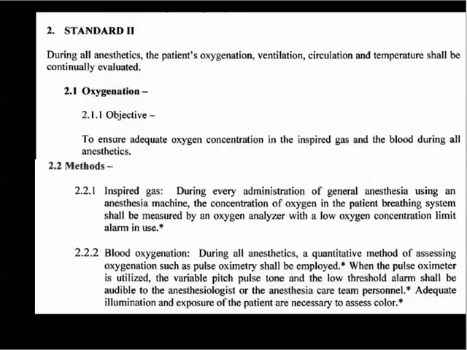Standard 2, oxygenation. This is covering oxygenation, ventilation, circulation, temperature. That's everything, all the key things. And the idea being that these are the topics, the areas, the parameters that need to be monitored at all times. So it talks about ensuring adequate oxygen concentration in the inspired gas and the blood during all anesthetics, and inspired gas monitoring we're going to talk about a little bit, but it says basically the concentration of oxygen in the patient breathing system shall be measured by an oxygen analyzer with a low concentration alarm limit in use.